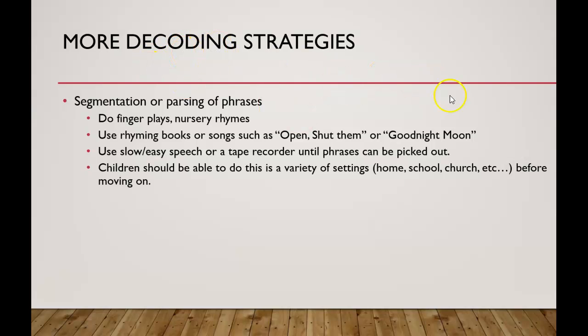Some decoding strategies for younger kids are segmentation or parsing of phrases. You can do finger plays, nursery rhymes, rhyming books. You can even use a tape recorder until the phrases are picked up. And there are lots of great audio books for kids that are often slow and easy speech. They should be able to do this in a variety of settings before you move on to some higher level strategies.